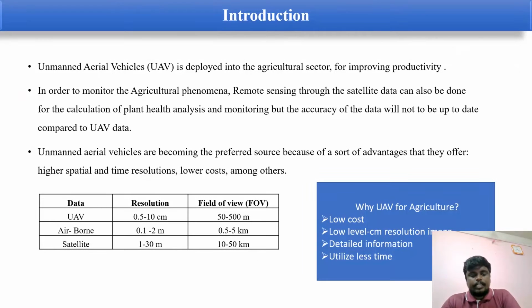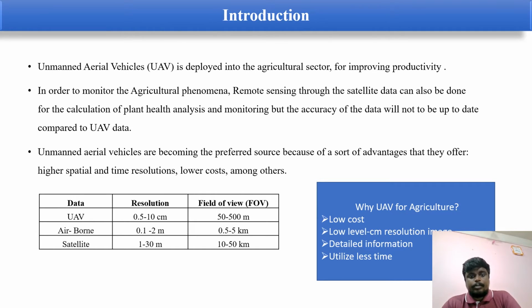So introduction. The unmanned aerial vehicle is deployed into the agriculture sector for improving productivity. How can this be done? Satellite data always gives about 1 to 30 meter accuracy with a field of view of 10 to 50 kilometer range. But in the case of a drone, you can get 0.5 centimeter accuracy at 5 to 500 meters. In our test case, we did it at 60 meter altitude with a ground resolution of 4 centimeter. So each pixel contains 4 centimeter resolution.